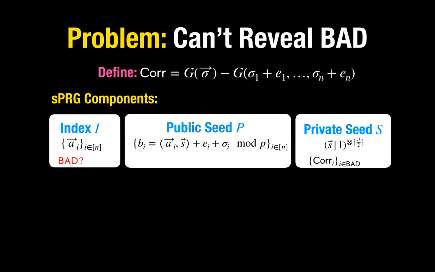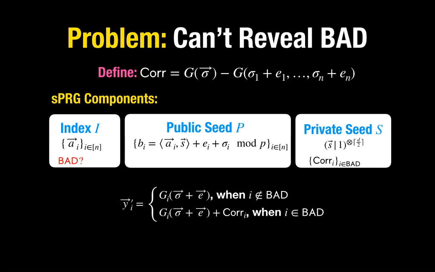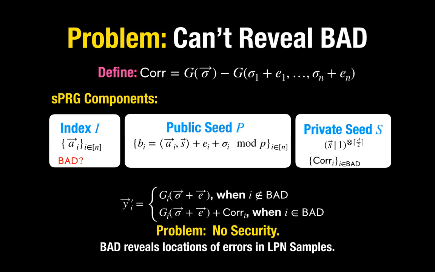And then somehow I'll reveal this set bad either in the index or the public part of the seed, so that I'm able to do this computation. Y prime is gi of sigma plus e when I is not bad. When I is bad, then I want to correct it. That's my goal. But first of all, it's not clear how to do that using degree 2 computation. But even if I was able to do it, the main problem is I cannot reveal the set bad, because if I reveal it, I'm going to leak which of the LPN samples have error and which ones don't. And that's detrimental to the security of LPN.